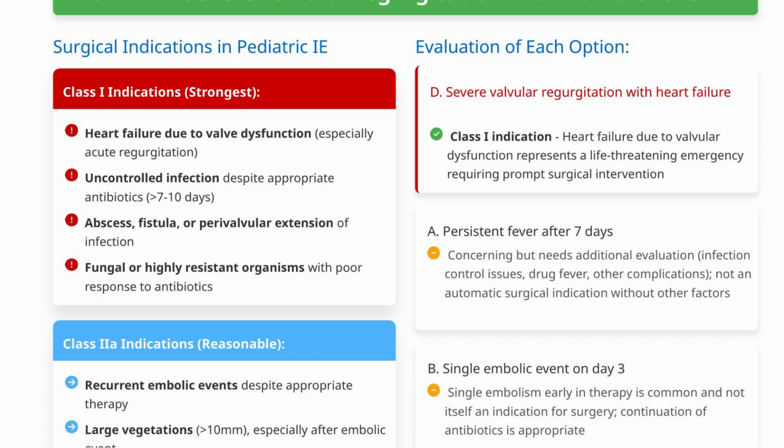The other options, while concerning, don't rise to the same level of urgency. Persistent fever after 7 days of appropriate antibiotics is concerning, but needs additional evaluation to rule out other causes such as drug fever or secondary infections. It's not an automatic surgical indication without other factors. A single embolic event to the spleen on day 3 of therapy, while serious, is relatively common early in the course of treatment and doesn't itself necessitate surgery.